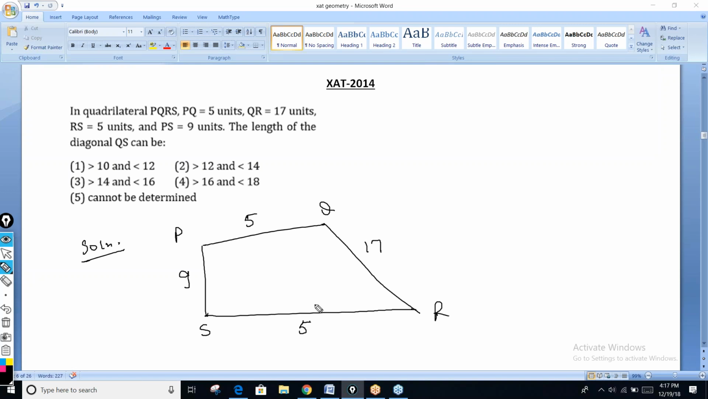You need not be bothered about whether it is looking lengthy or short. No need to be bothered about the length of the QS. The length of the QS can be... Now in this question, only the basic property of triangle we can use.